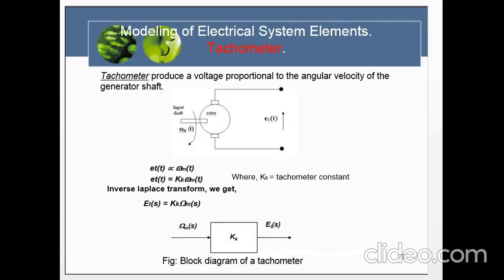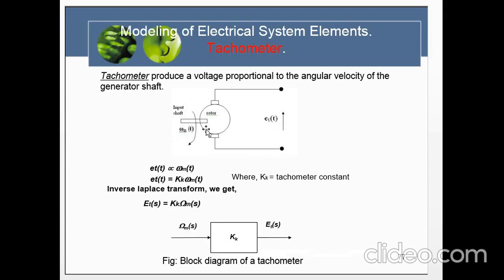Okay. Next, we look at the tachometer. A tachometer produces a voltage proportional to the angular velocity of the generator shaft. Here is the schematic and dynamics of the tachometer. It is the voltage output.